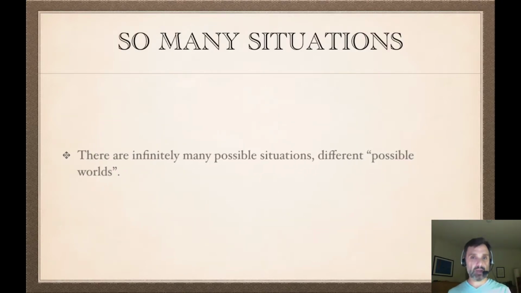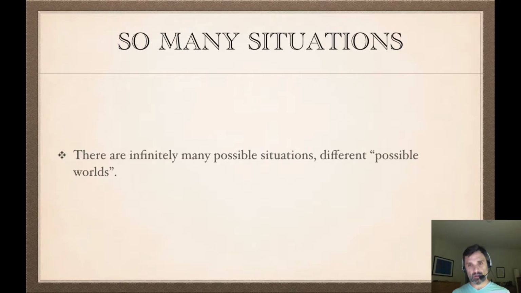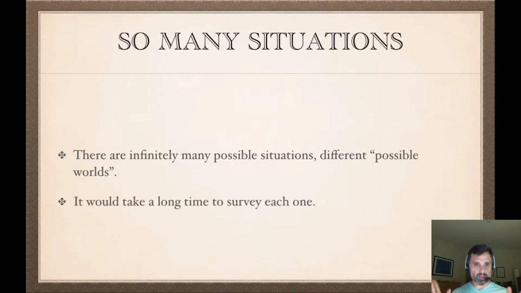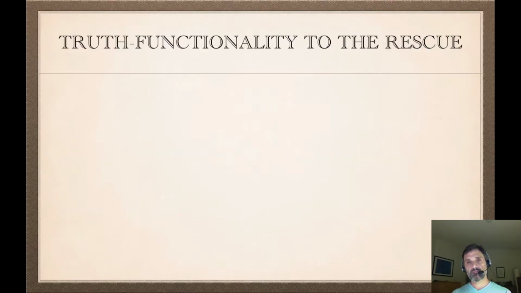Now there are many situations. There are infinitely many possible situations, different sort of possible worlds, infinitely many possible ways the world could be, and it would take a long time to survey all of them. So, to find out whether or not something was a tautology, you might think would be a real pain. It would take forever, because you'd have to go and look at the first possible situation, and then the second possible situation, and you come back 10 years later, and you're at the next possible situation, and, well, we don't want to do that.